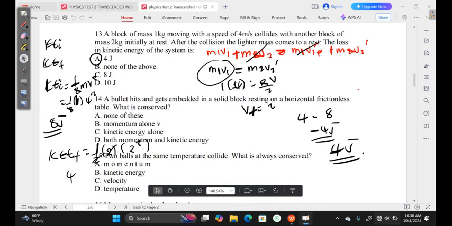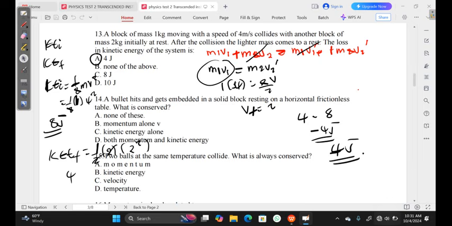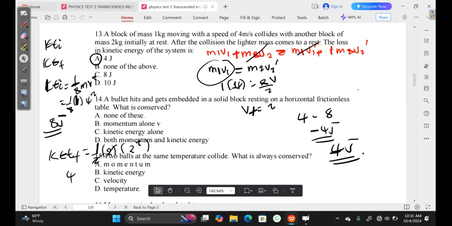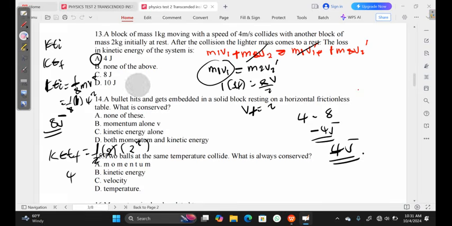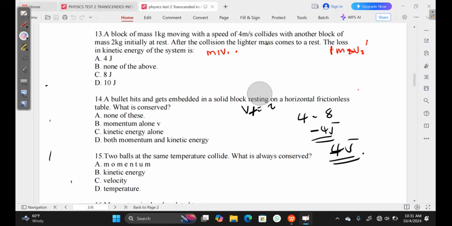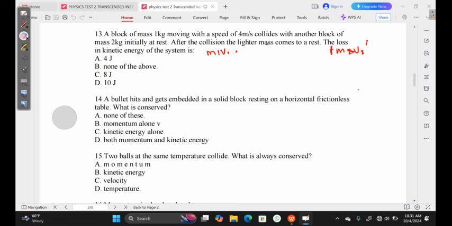Then another one is question 14. Question 14 is talking about a bullet. Again, this question is basically the same as the question we were talking about that time. Question 14, we have talked about it, where we said only momentum is conserved. So let's go to question 15.